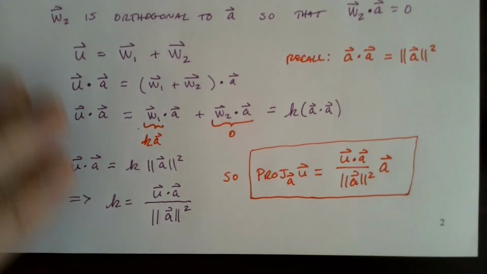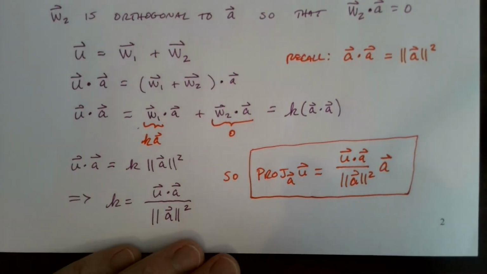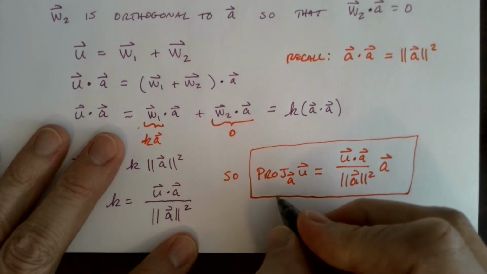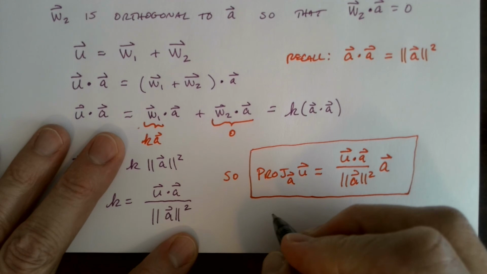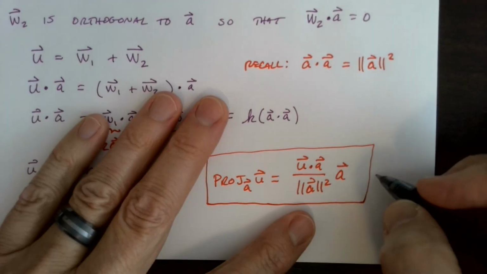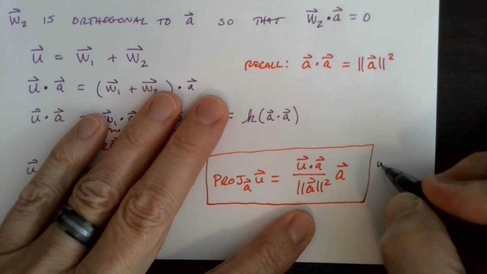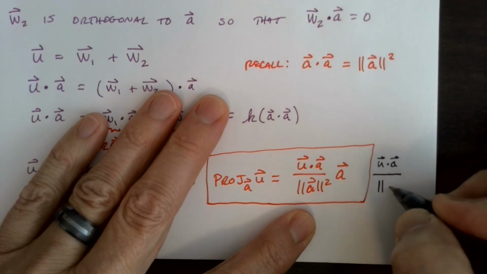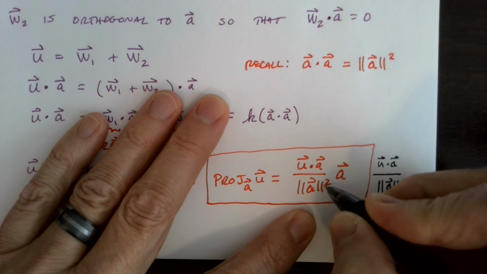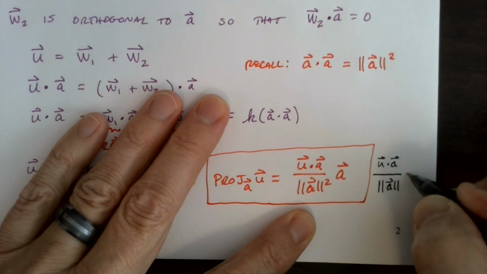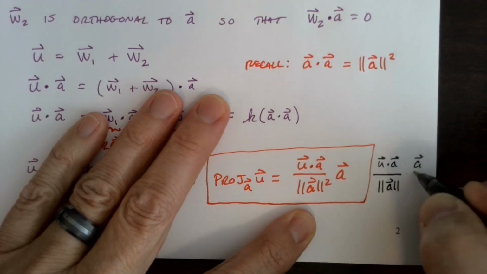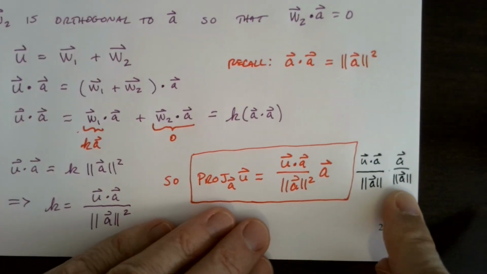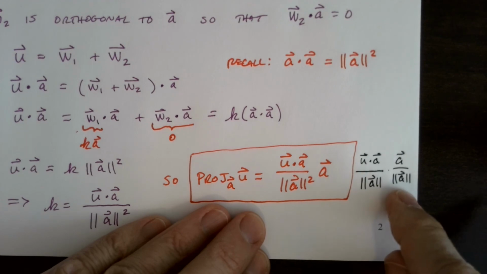Okay, so that's the end of the proof. This is not part of the proof, but I just want you to see this, that I can write the projection of U onto A as this. Let me do it over here. I can write it as U dot A over the magnitude of A, and I've got two of them down here, right, squared, so I'm going to pull the other one and scalar multiply the vector A by 1 over the magnitude of A. So I'll write it that way.